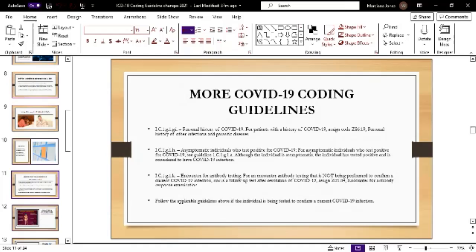So asymptomatic individuals who test positive for COVID. If you're not showing any symptoms, don't have any signs, but you test positive, you're going to see the guideline I.C.1.g.1.a. Although the individual is asymptomatic, the individual has tested positive and is considered to have COVID-19 infection. So you're going to code U07.1.